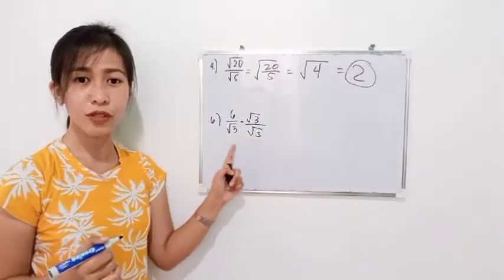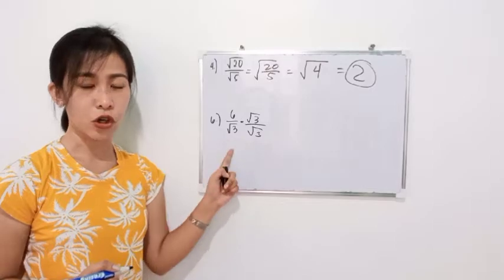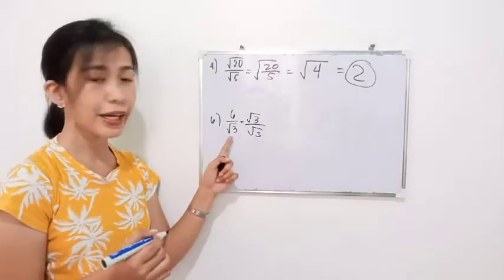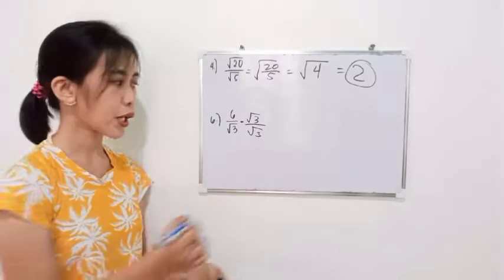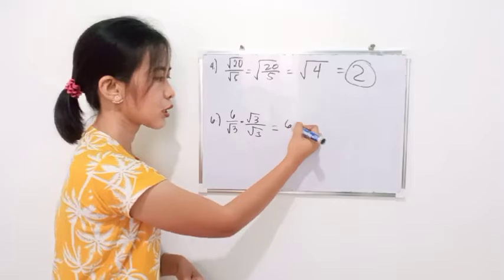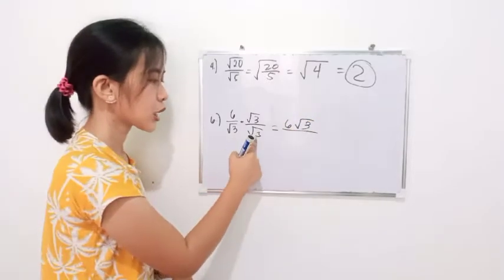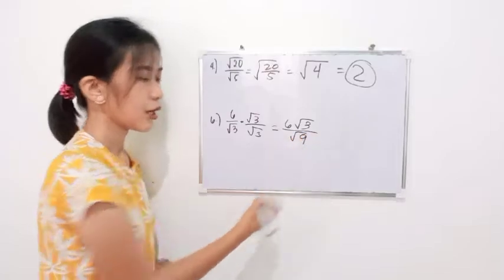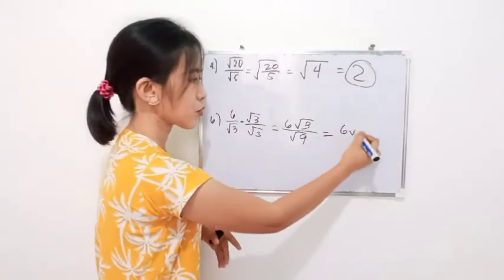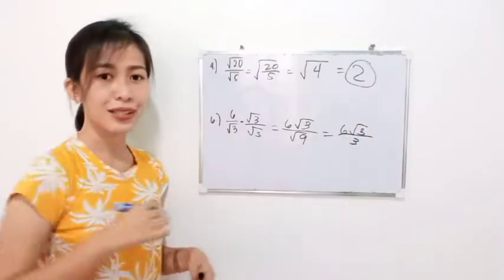Kailangan kasi when you are going to rationalize, magiging perfect square itong denominator. Or magiging perfect nth root. Ayan. Since ito nga ay square root, therefore, perfect square. Diba? And then, we have 6 times square root of 3 is 6 square root of 3. Over square root of 3 times square root of 3 is 9. And then, just simplify. Okay, copy lang natin itong taas. Ayan. Square root of 9 is, of course, 3.